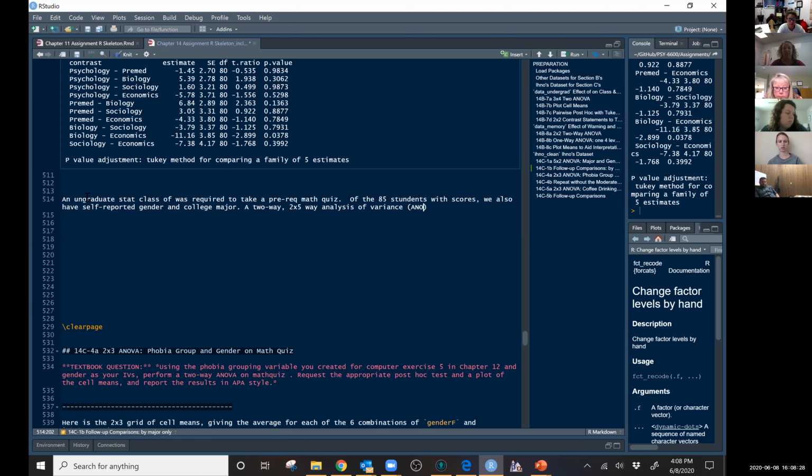and then we can use ANOVA. The first time you use an abbreviation, you write the whole words out and then put in parentheses what you're going to call it as a shortcut. After that, we can just say ANOVA. So a two-way, 2 by 5 analysis of variance was conducted.